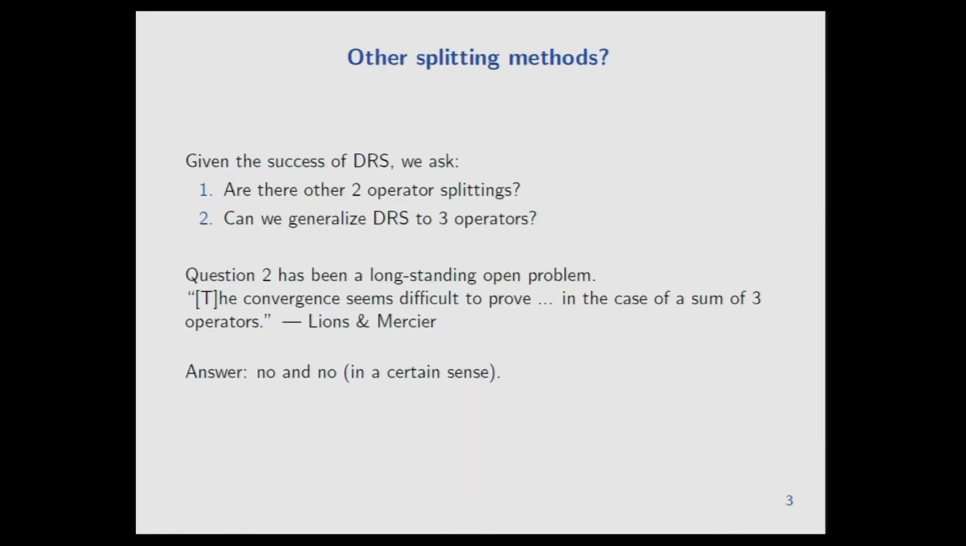And DRS is amazing. It's very elegant, and it has provided great value to the optimization community. So given the success of DRS, we might ask these two questions. Question number one: are there other two-operator splittings aside from DRS? And question number two: can we generalize DRS to the three-operator setup? As Professor Goldfarb mentioned yesterday, this has been an open problem for a while, and even Lions and Mercier themselves mentioned that the convergence seems difficult to prove in the case of three operators.